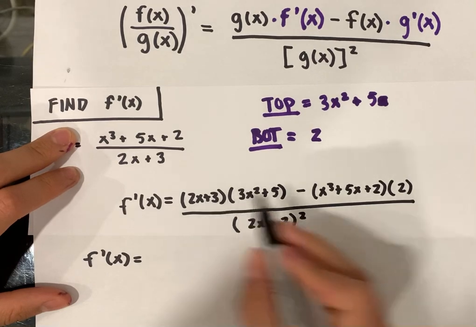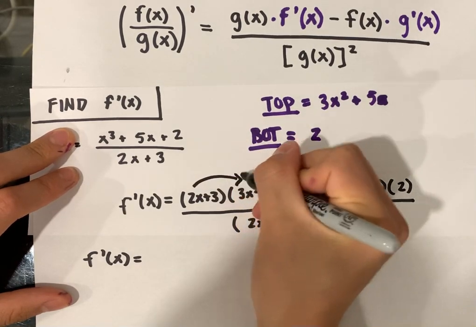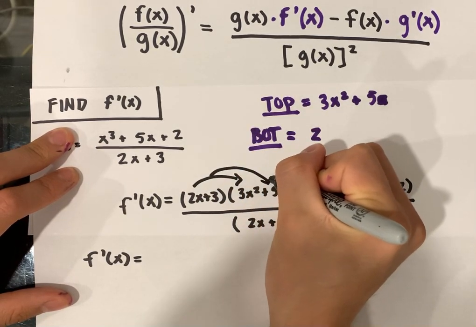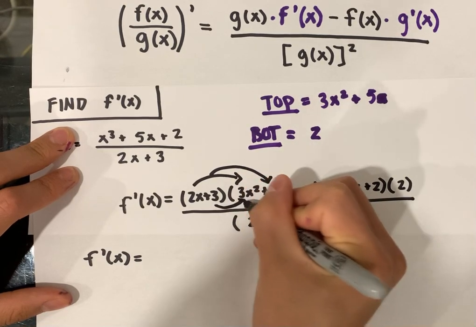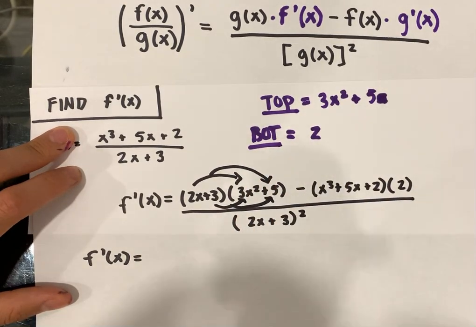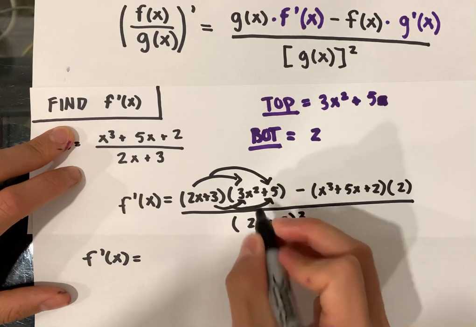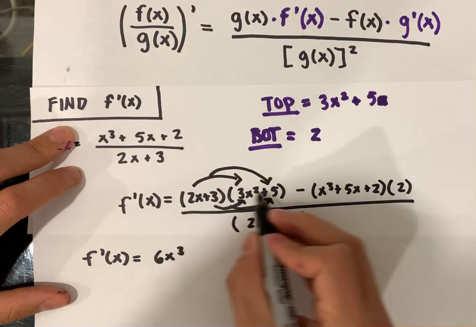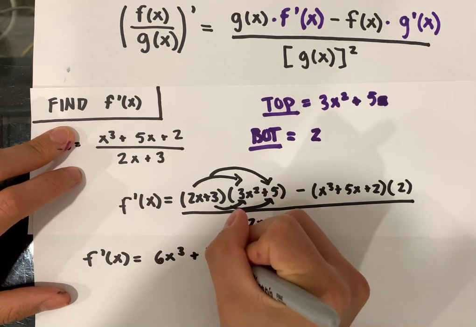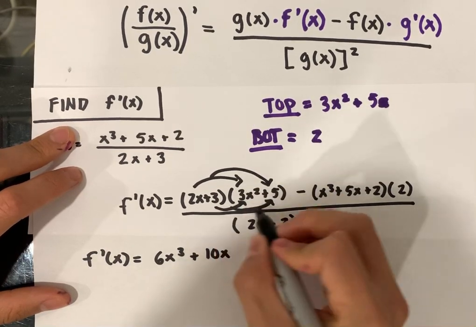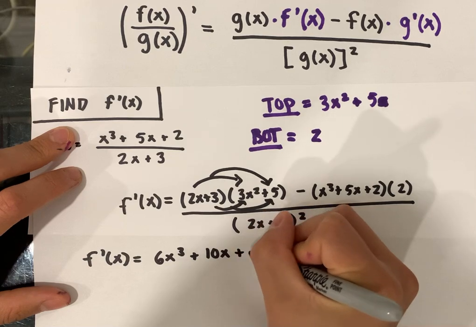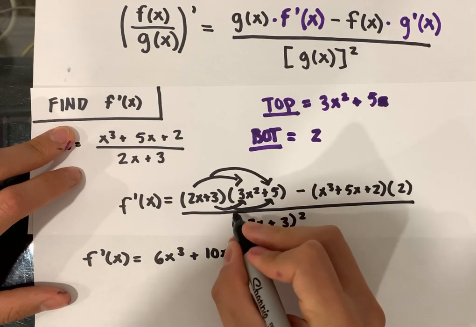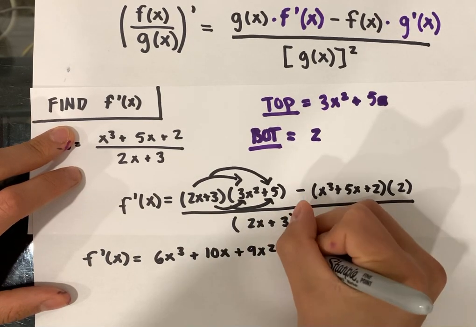I use a method called FOIL, the way I learned, just distributing the terms, and so we're going to do 2x times 3x squared, which is 6x cubed, and then 2x times 5 plus 10x. Then we have 3 times 3x squared, which is 9x squared, and 3 times 5 plus 15.